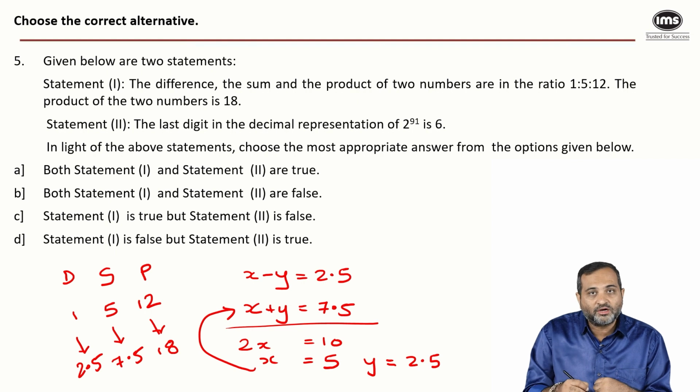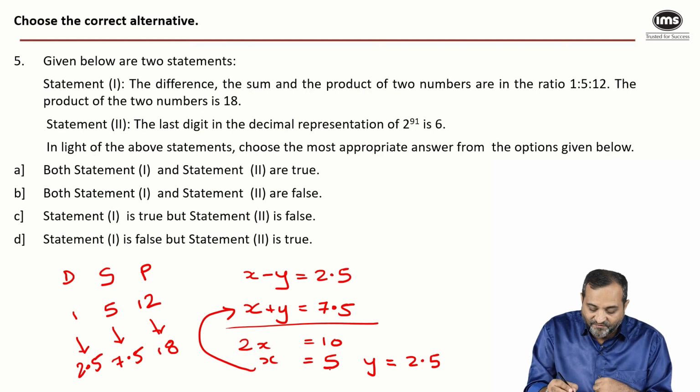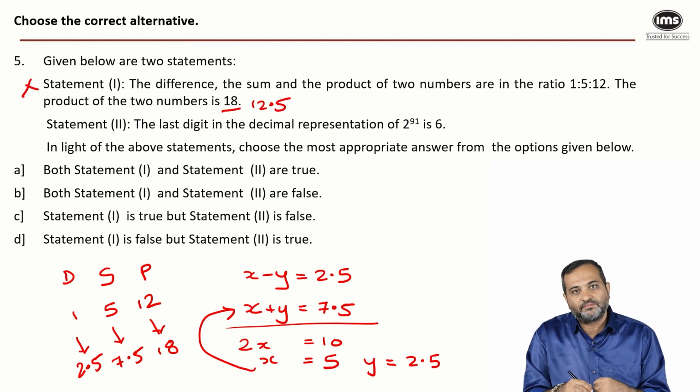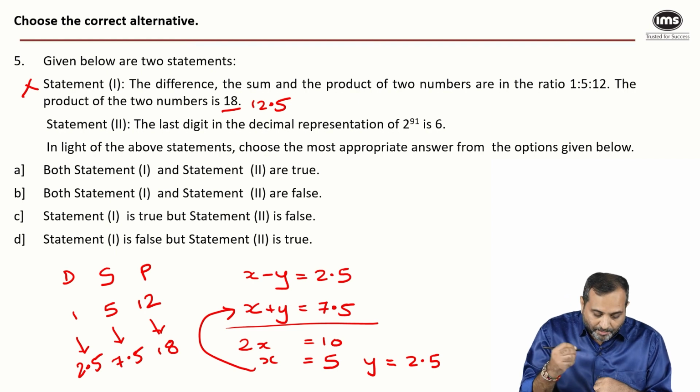So, what will be the product? The product of these numbers, can I say, is 4.5 into 3, which is 13.5 and not 18. So, can I say statement 1 is false? Let's look at statement 2.